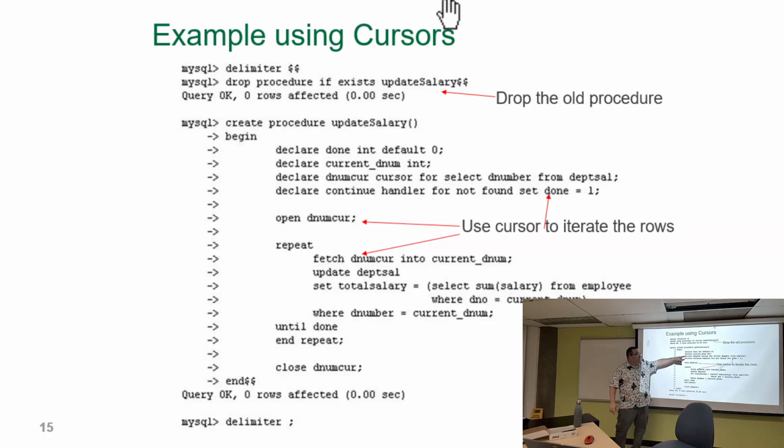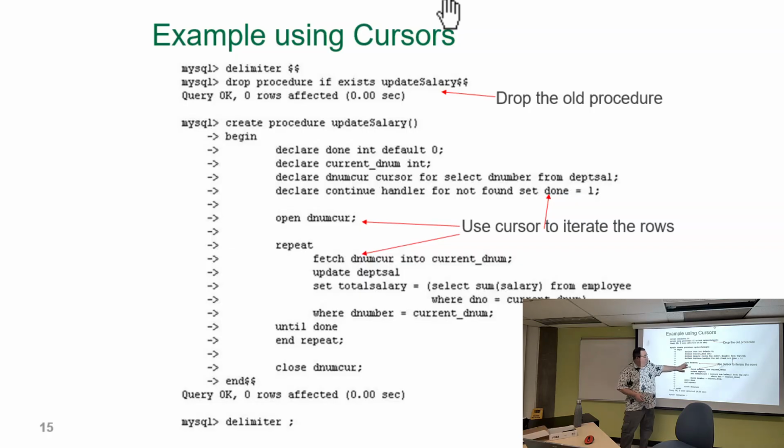At this point, we ran the command, select dnumber from department sal. We initialize the command. We're going to repeat. That's a version of the while loop. Repeat until done. Okay, remember done up here set to 0? So this is going to keep doing this repeat until done is not 0, because then done becomes 1, because 1 is true. 0 is false, because MySQL doesn't have real Booleans.